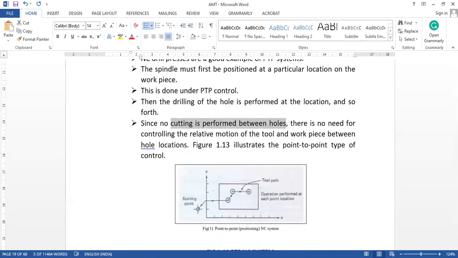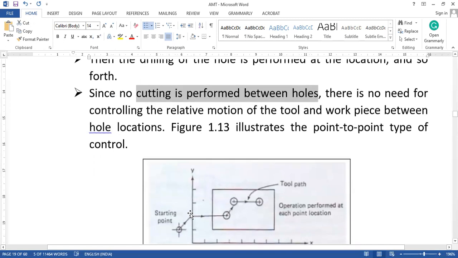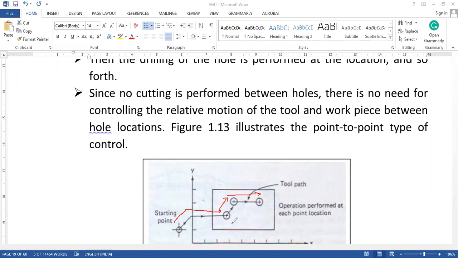I will maximize it. Since there is no cutting, here this is the starting point. Then this is the first hole, then this is the second hole, and this is the third hole. Here you can see the tool path. Operation is performed at each point location.